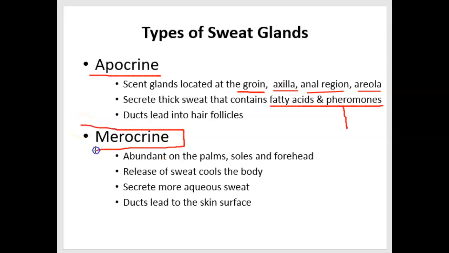And the way I remember the difference between the two is when I think apocrine, I think of an ape, and an ape has a lot of hair. So those glands are scent glands, even though they're releasing some sweat as well. And merocrine glands are abundant on the palms, soles, and forehead, but in other places as well, and act to cool the body.